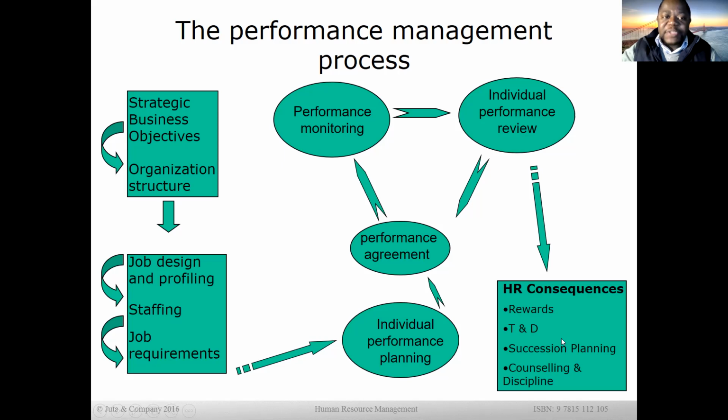And so all of these that you see in the bottom right-hand corner are the consequences or the outcomes of human resources management. However, in the upper and bottom left corner, we find two important boxes that talk to the inputs of the performance management system. The first of these inputs are known as strategic business objectives. So in other words, these are the objectives that characterize what the organization wants to achieve.